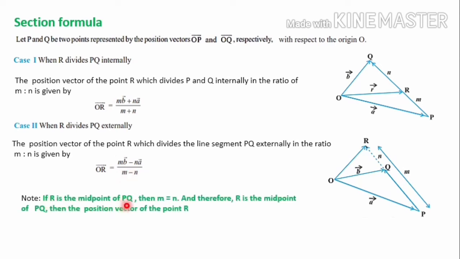If R is the midpoint of PQ, then m is equal to n. The ratio must be the same if R is the midpoint of PQ. Then the position vector of the point R, that is vector OR, is equal to (a plus b) divided by 2. Here m and n are equal, m is to n is 1 is to 1 since R is the midpoint. So vector OR can be calculated by the formula vector a plus vector b divided by 2.